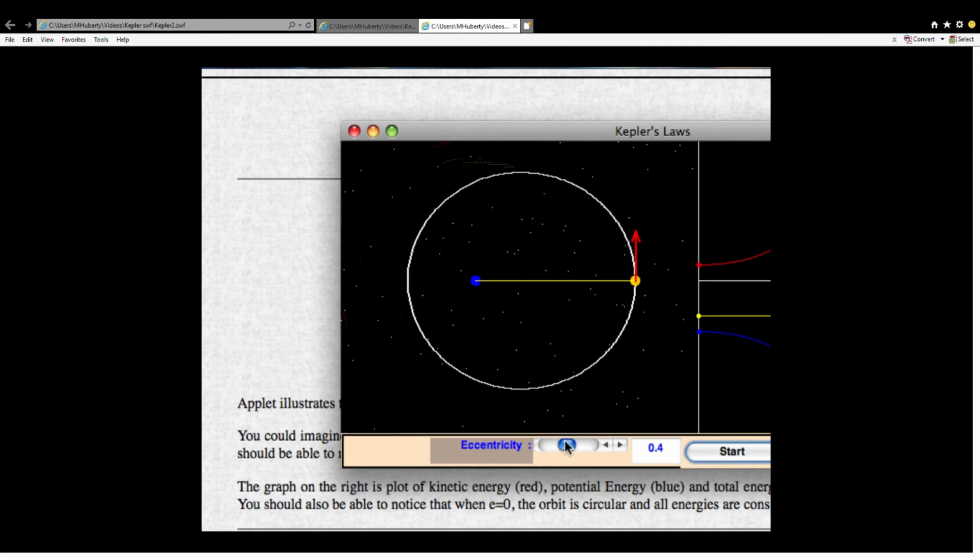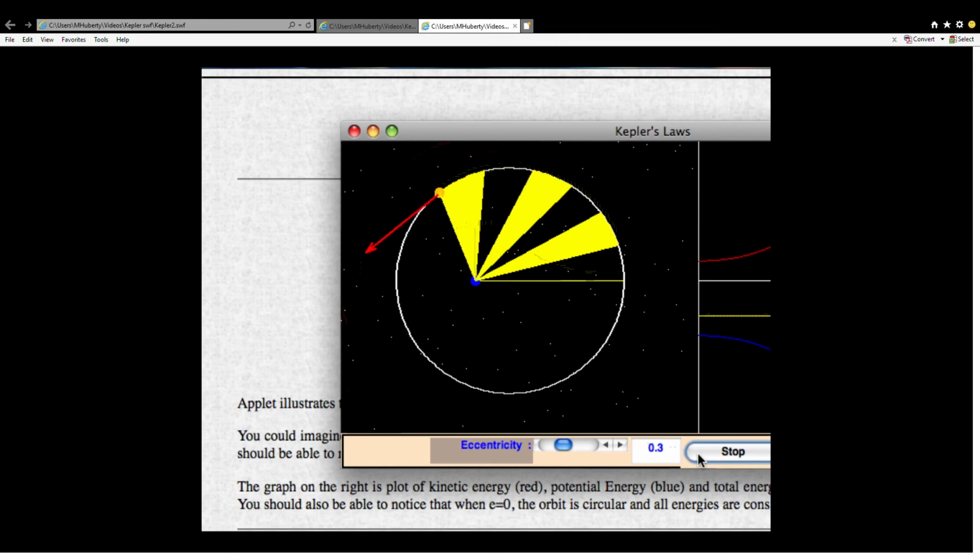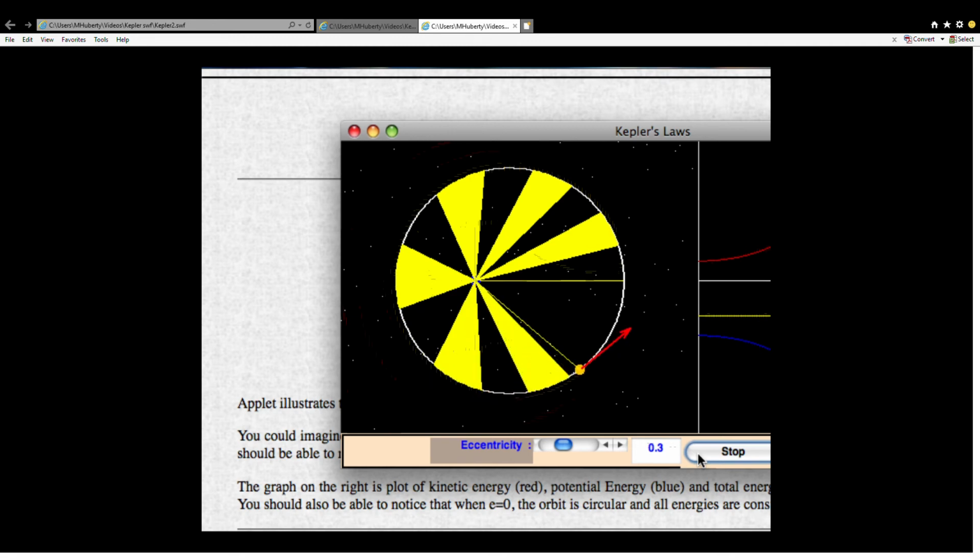Moving to some values in here, same idea. A little less dramatic than the last example, but it's going a little faster here and then a little slower when it gets further from the sun.